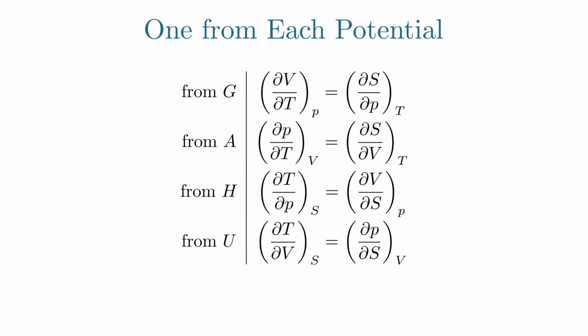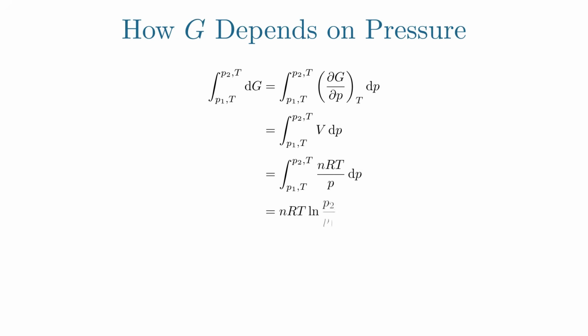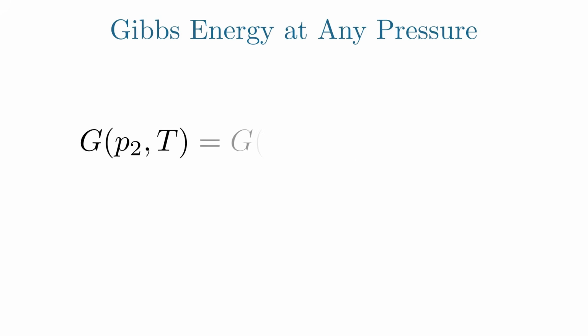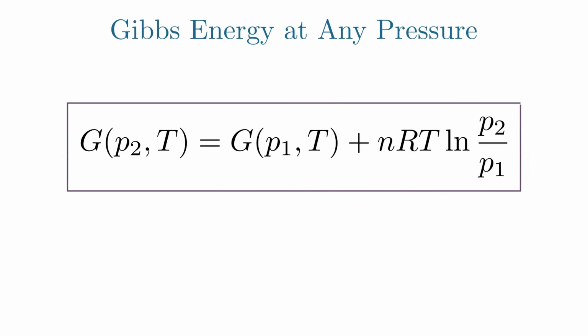We now turn to the pressure dependence of G. For an ideal gas, we have G(P2, T) = G(P1, T) + nRT ln(P2/P1). Therefore, Gibbs energy increases as we increase pressure.